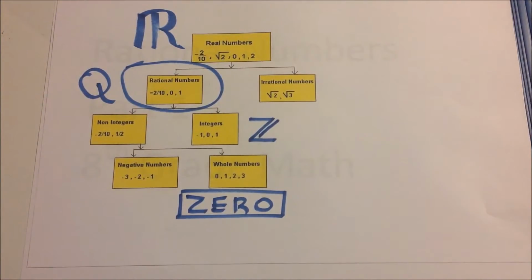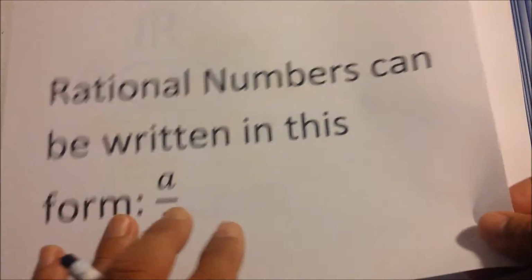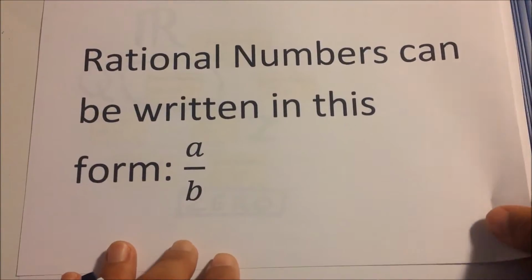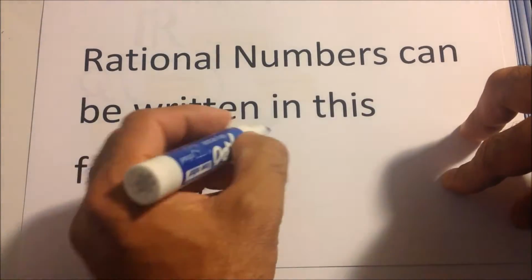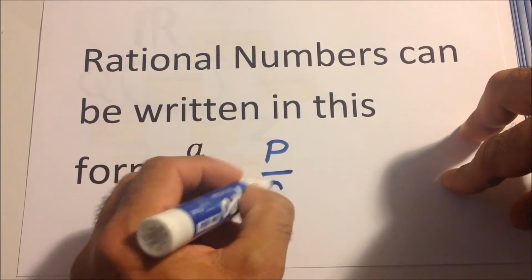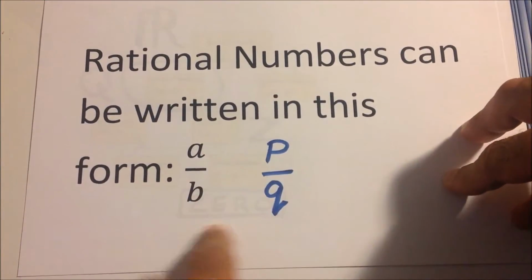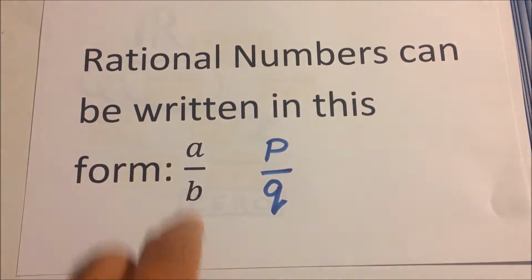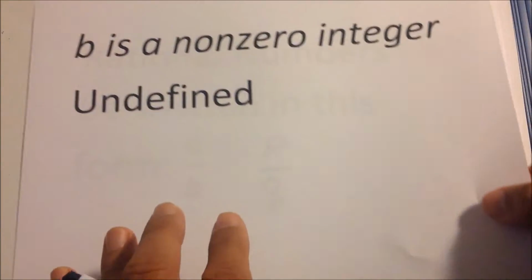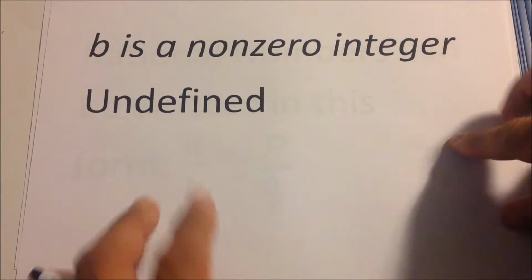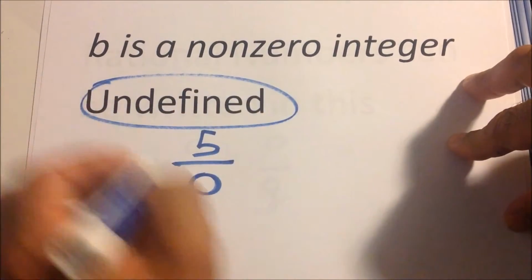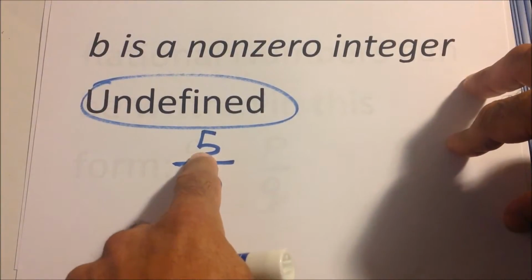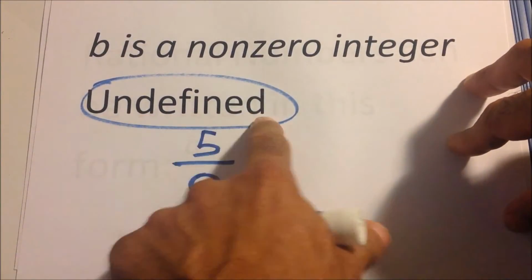So rational numbers can be written in the form A over B. So A is a number and B is a number. Sometimes they write it like this, P over Q. So you can see them in both ways. The only thing about B is it can't be 0. It could be any number, it just cannot be 0. If you see 5 over 0, that's undefined. Any number on top and 0 on the bottom is undefined.